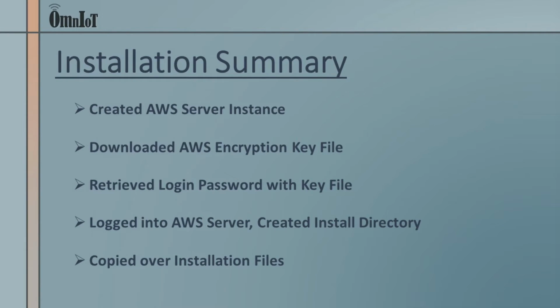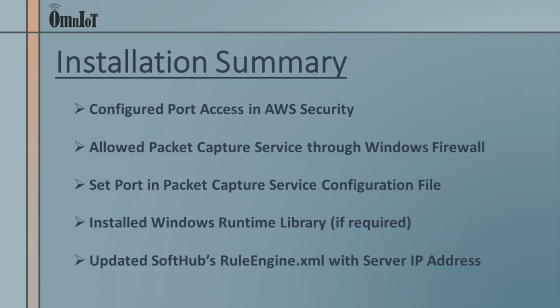To quickly recap, we created our AWS server instance, downloaded our AWS encryption key file, used the key file to get our login password, logged into our new AWS server and copied over our installation materials, configured our port access through the AWS and Windows firewalls, set the port in the Packet Capture Service's configuration file, installed the Windows Runtime library, and updated our SoftHub configuration file with our AWS server's IP address.